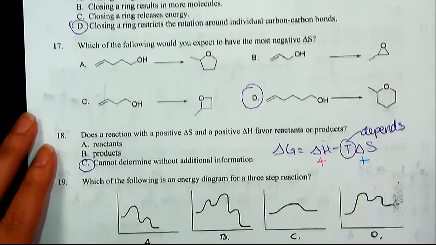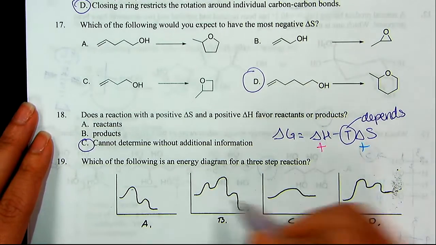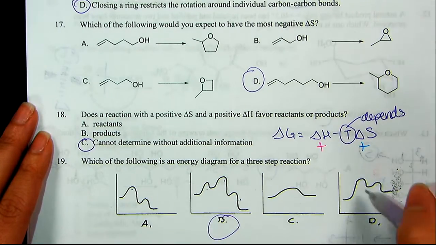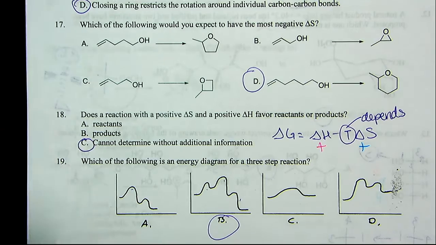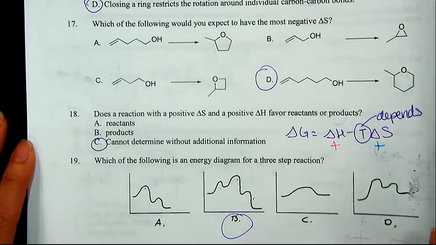And number 19 says to draw the energy diagram for a 3-step reaction. So this is going to be 1 step, 2 steps, 3 steps. This is how many steps it has for the reaction. And then one more before we go on the break.